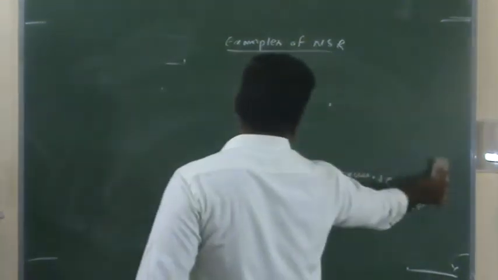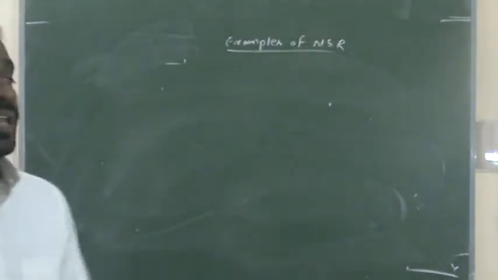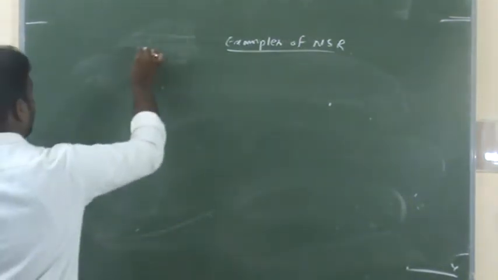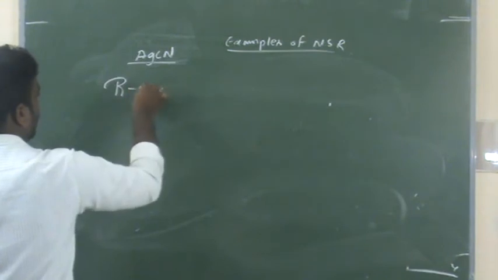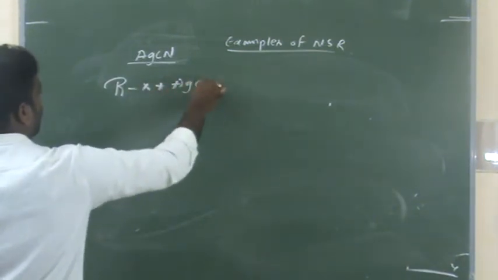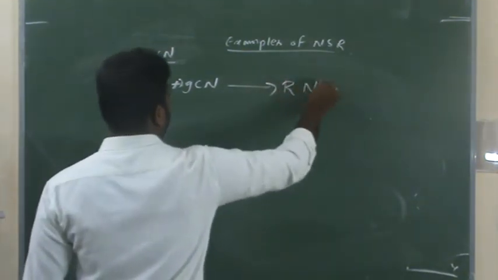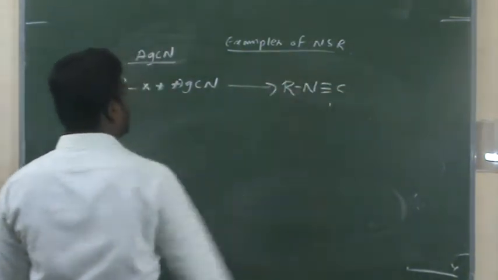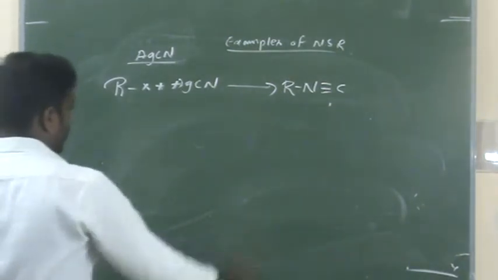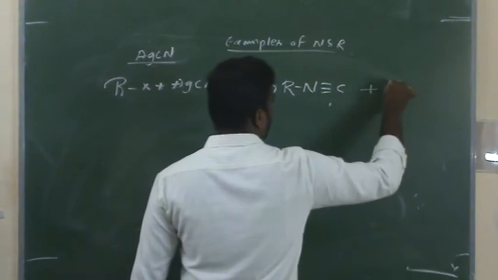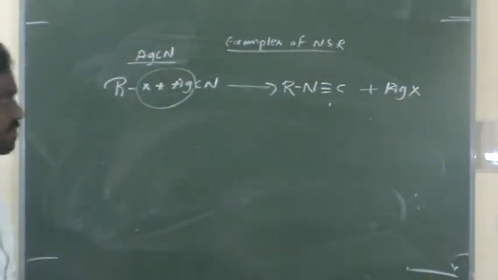But in the same way, when this alkyl halide reacts with AgCN, this is a previous year question. When RX reacts with AgCN, we get R-N triple bond C. We are not getting R-C triple bond N. The small difference I will tell you. And AgX is removed like this.